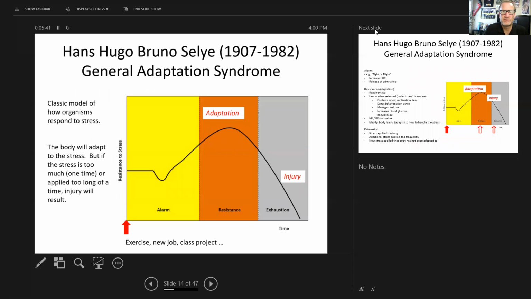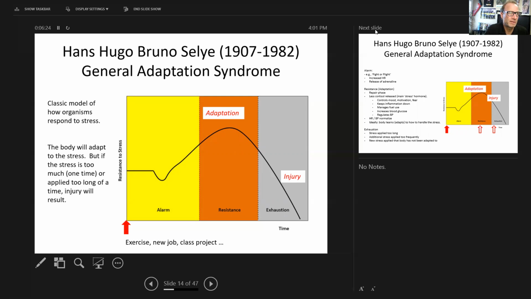So the training response is all predicated on what's known as the general adaptation syndrome by Hans Selye. This is really the basis for a training program. And what we have here, on this plot, is resistance to stress on the y-axis and time on the x-axis. And that red line or red arrow represents introduction to some stress. The bottom line with this model is that it describes how an organism will respond to a stress. Okay, the stress for us right now is an exercise session.